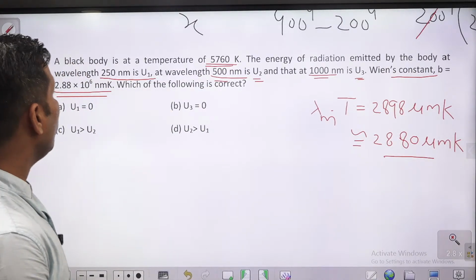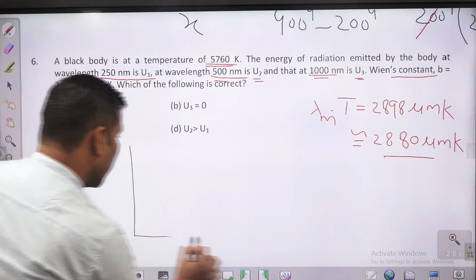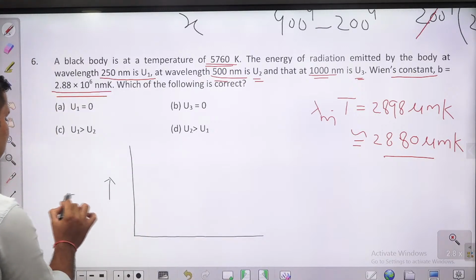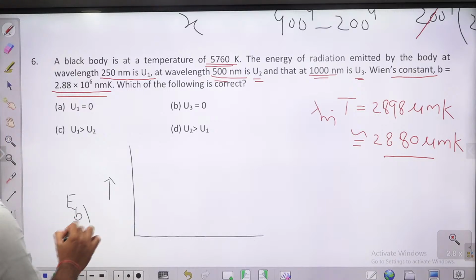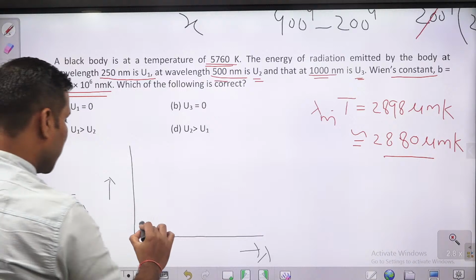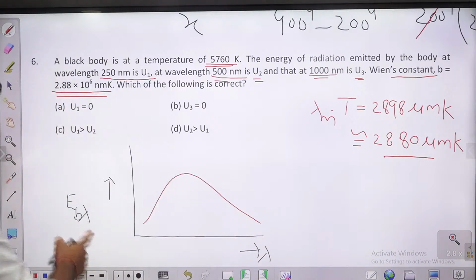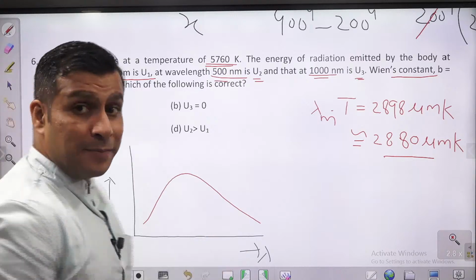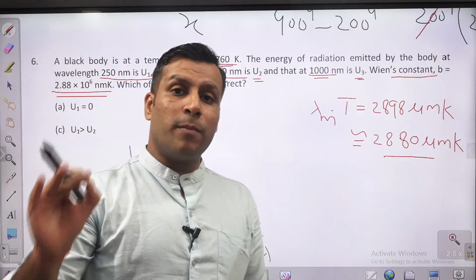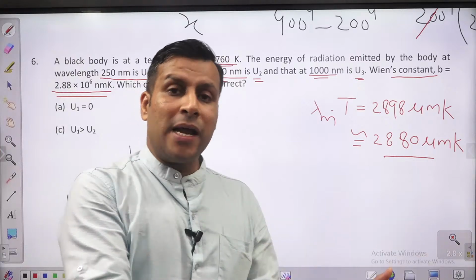So he's asking you which of the following will be right. Guys, if you plot a graph here of the spectral emissive power, E_b lambda, versus lambda at a particular temperature, according to Planck's law, we know E_b lambda is a function of what? Lambda and T. The spectral emissive power of a black body is a function of wavelength and absolute temperature of the body.